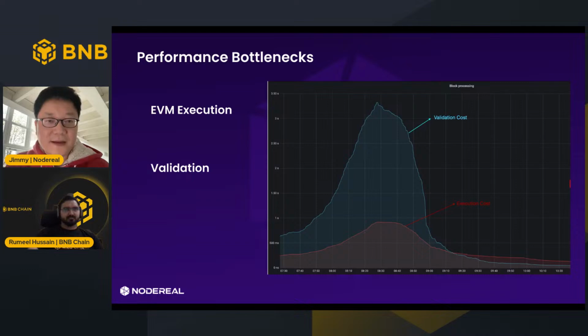So where does the bottleneck come from? From our testing data, you can see here, the bottleneck always comes from EVM execution and validation. Both of them can reach hundreds of milliseconds, even 1 second. All the operations must be finished within 3 seconds. If one step takes a long time, that means the blockchain may not be that stable. So that's the problem we want to solve.